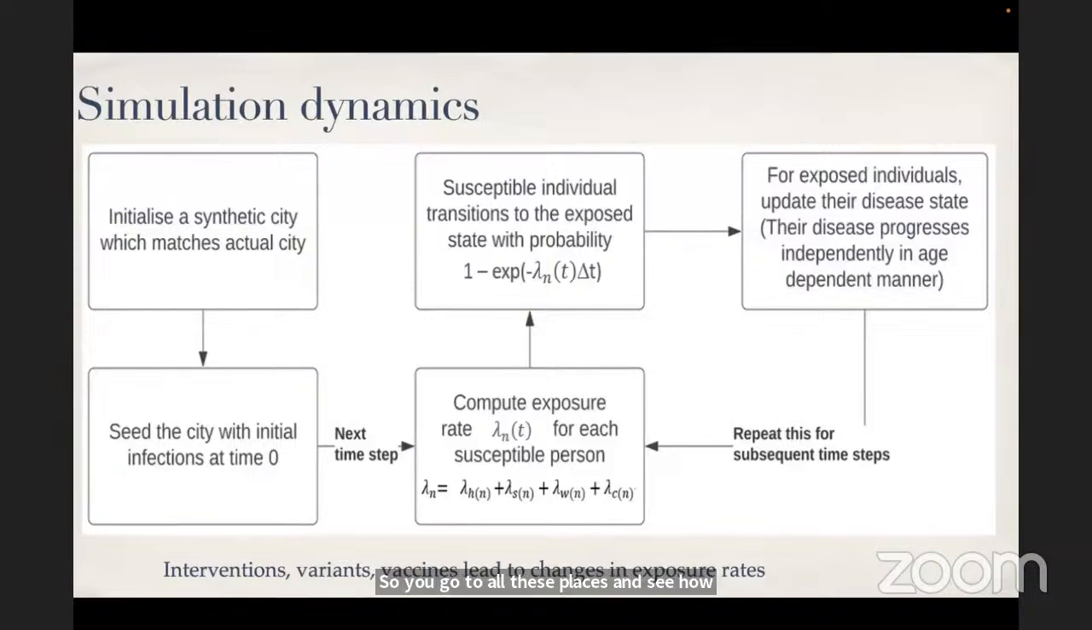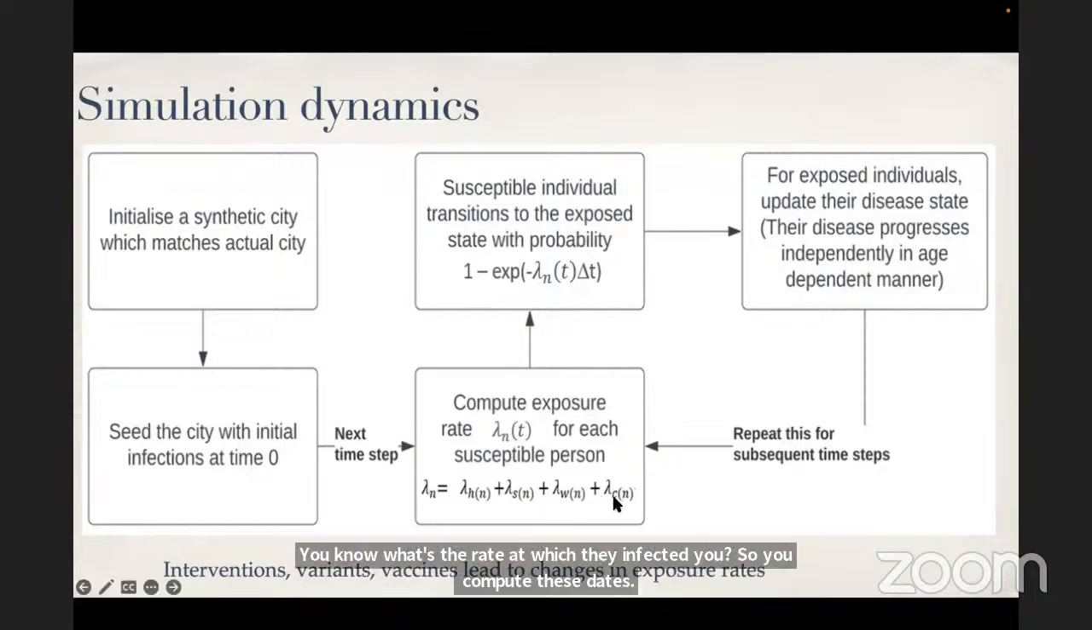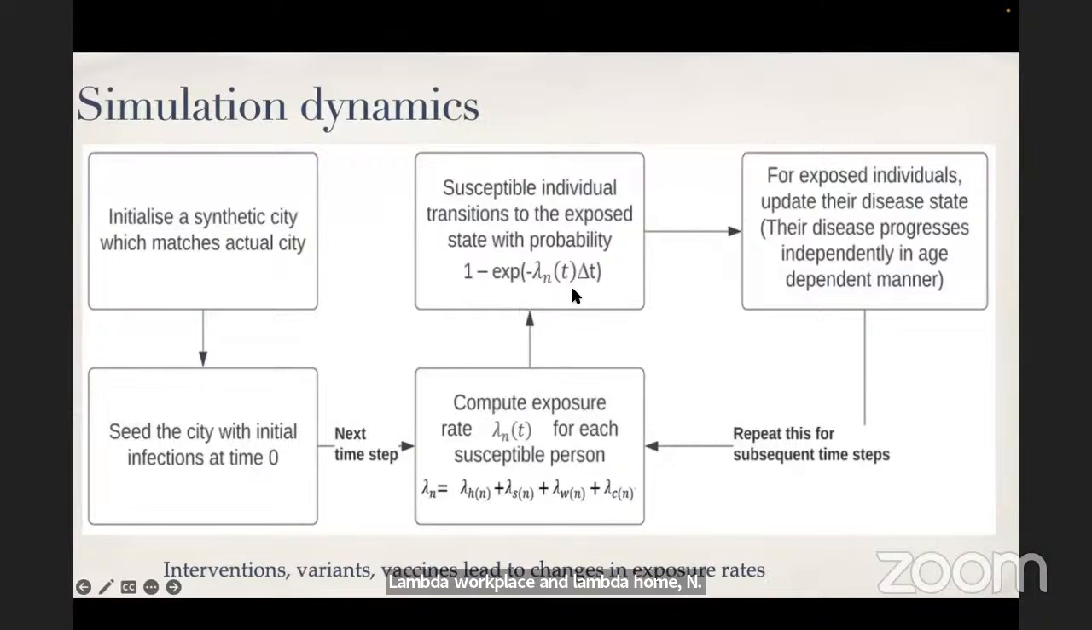And then you have some assumptions about, if you go to a community and there are 5 people who are infected, what's the chance that you will get infected? What's the rate at which they'll infect you? So you compute these rates: lambda community N, lambda workplace N, lambda school N, lambda home N. The higher the rate, the more the chance you'll get infected. You compute this lambda, and then you flip a coin with some probability. So this is where Monte Carlo comes in. You flip a coin and decide whether this person that you've tagged right now gets infected or not.